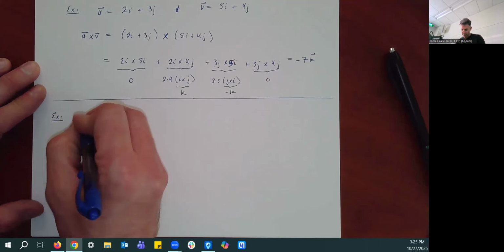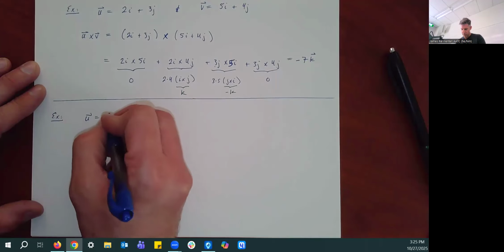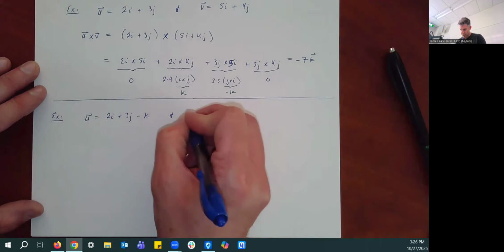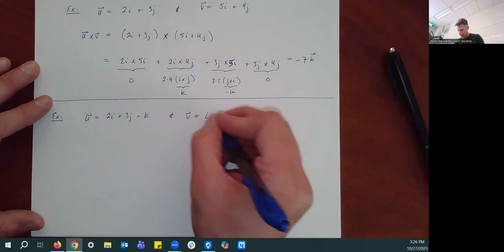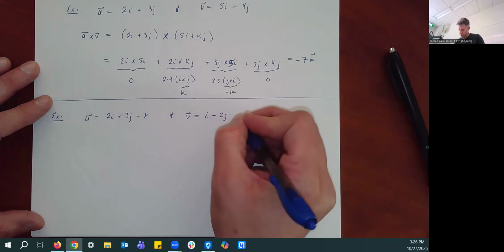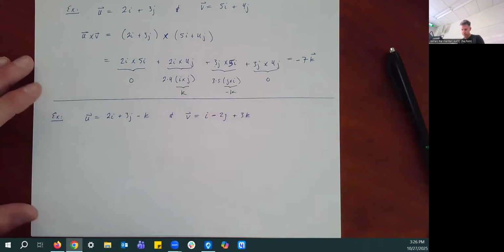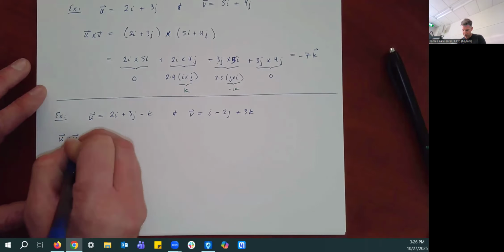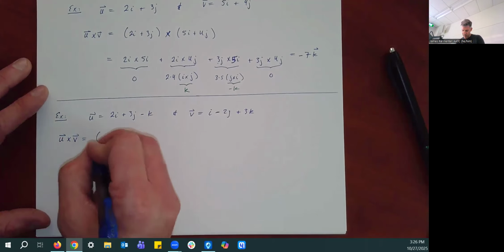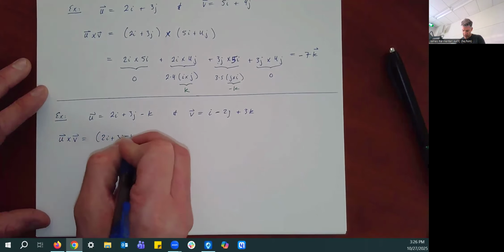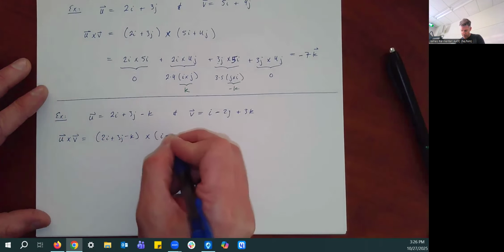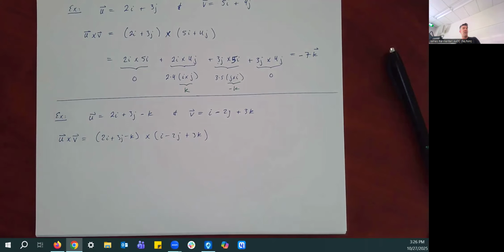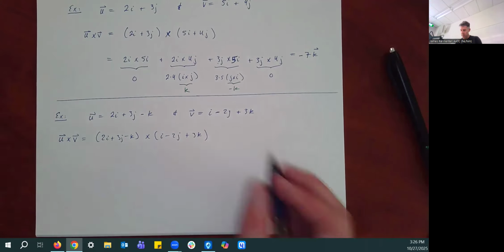Let's say we have u equal to 2i plus 3j minus k and v equal to i minus 2j plus 3k. And now when we do the cross product of u cross v, oof. So it's going to be 2i plus 3j minus k cross i minus 2j plus 3k. So we're going to FOIL this out. We're going to get 9 things altogether. Let's be smart about this.